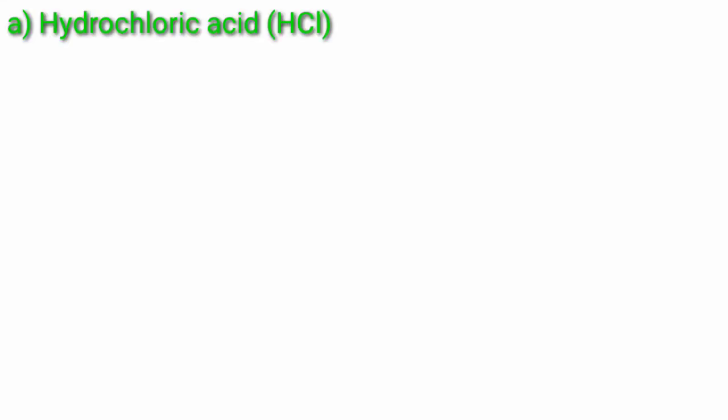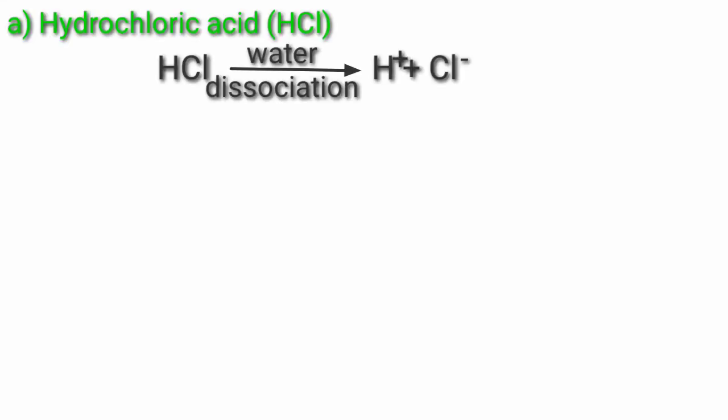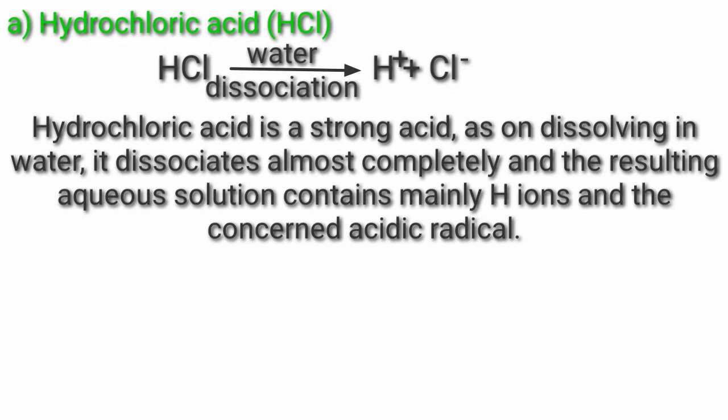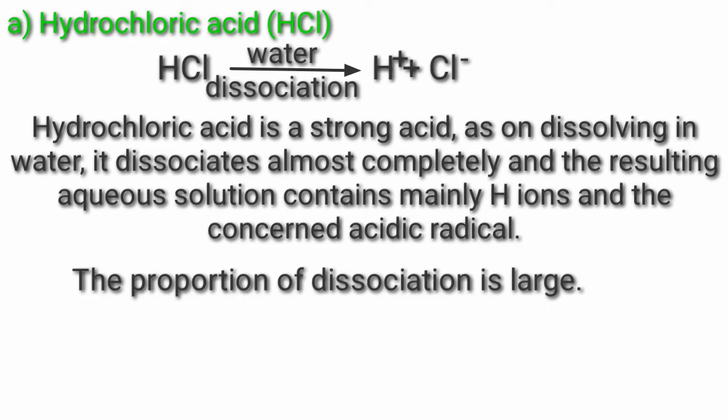Answer A. Hydrochloric acid, HCl. HCl in water dissociation gives H+ and Cl-. Hydrochloric acid is a strong acid as on dissolving in water it dissociates almost completely. The resulting aqueous solution contains mainly H+ ions and the concerned acidic radical. The proportion of dissociation is large.